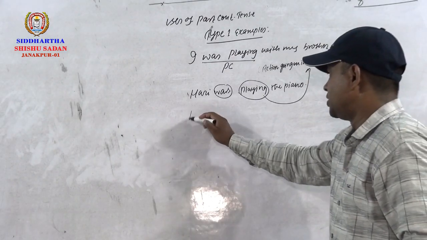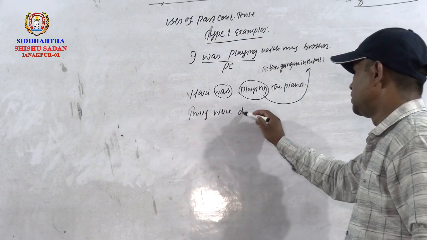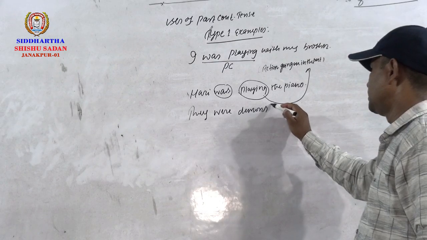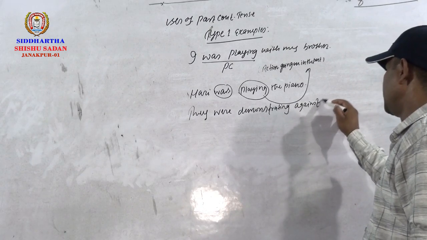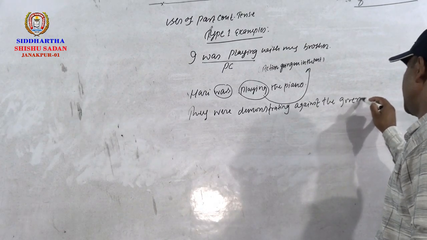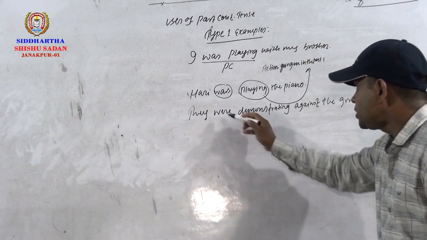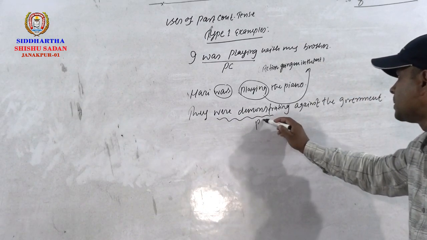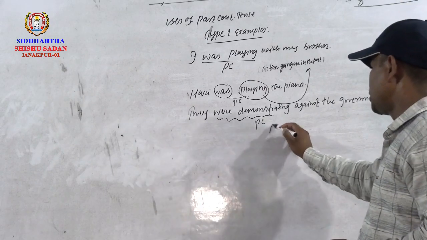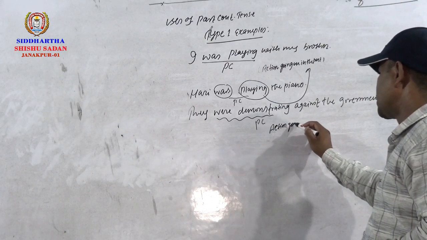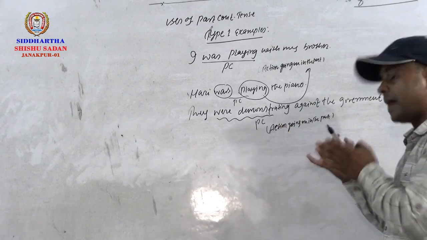Okay. Let's see one more example. They were demonstrating against the government. See, what's the tense here? Past continuous. And the reason is the same here. Action going on in the past. Therefore, past continuous tense is used.